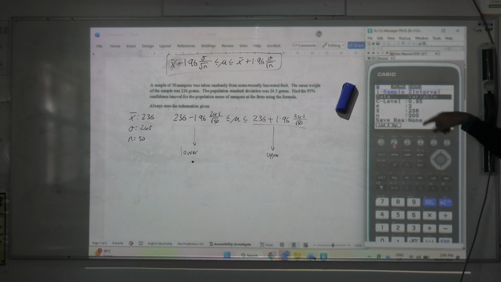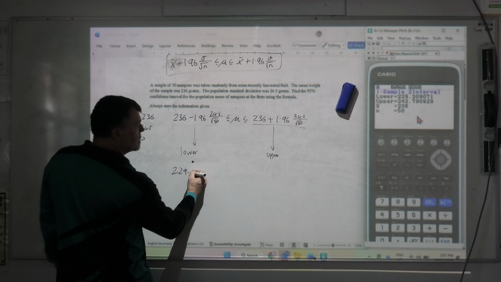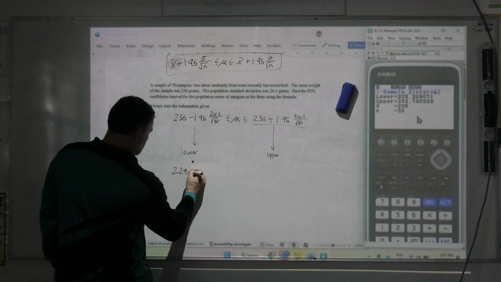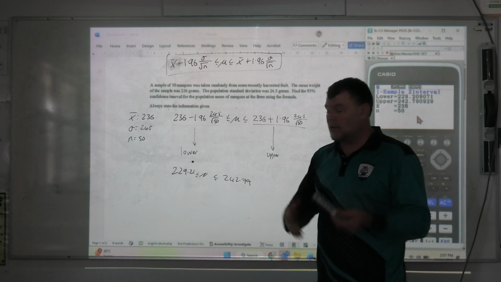Exit. No, we didn't go down to this, and this didn't work for me. 50. So what we have here is 229.21 is less than the mean, which is less than or equal to 242.79. Now this makes sense, for the main reason that our lower end is definitely less than 236. Our upper is definitely above the average of 236, so we know we're on the right track here.